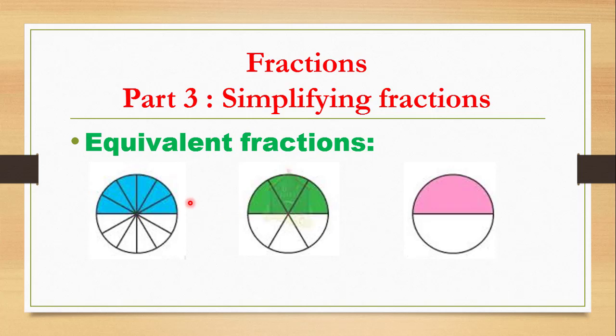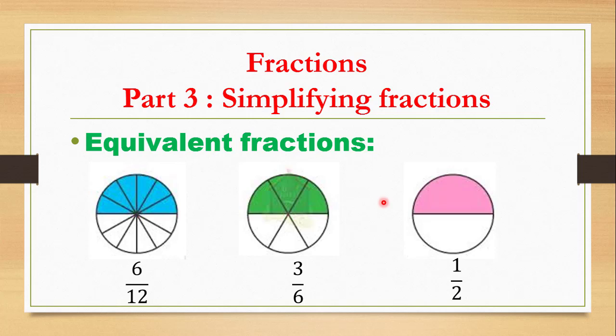Let's write the suitable fractions under each one of them. Figure 1, we have 6 colored triangles out of 12. So the suitable fraction here is 6/12. Figure 2, we have 3 out of 6. 3/6. And the last one, we have 1 out of 2. So we have 1/2 or half.